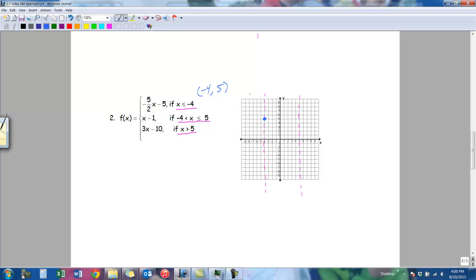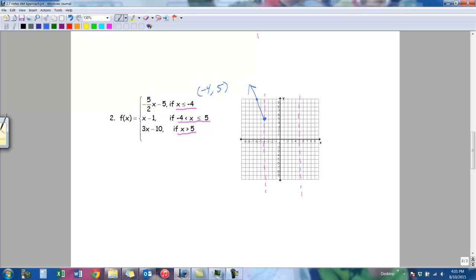Now we have a negative slope, so again it's going like this, but it happens when x is less than or equal to -4, so that's going to happen on the left side of this. So instead of going down 5 and right 2, we've got to go up 5 and left 2. The line should look something like that.